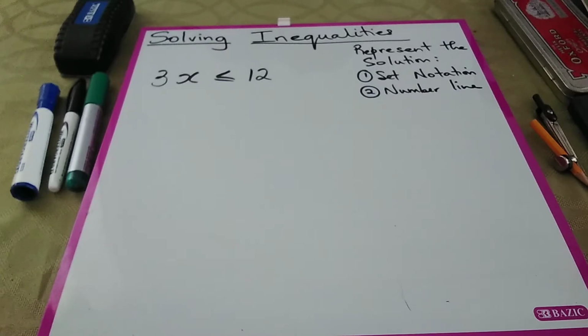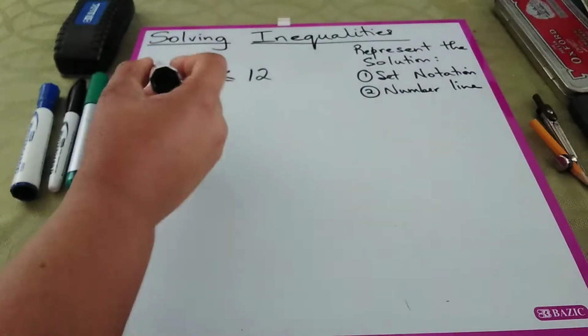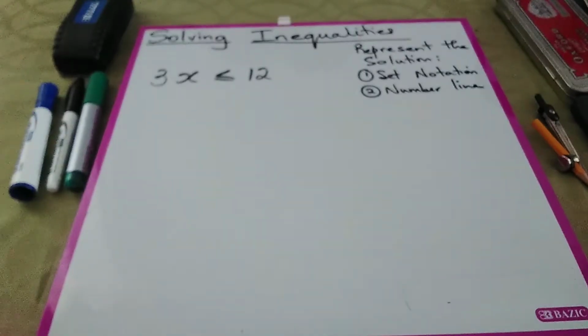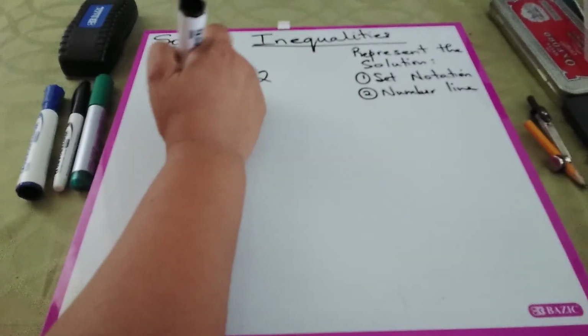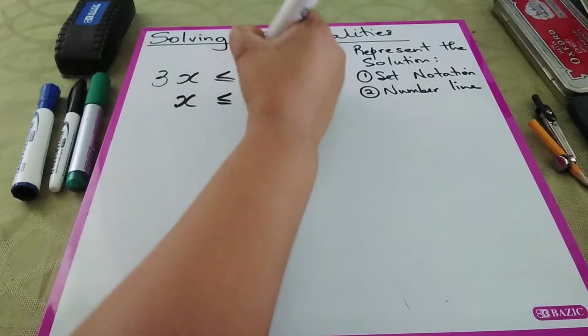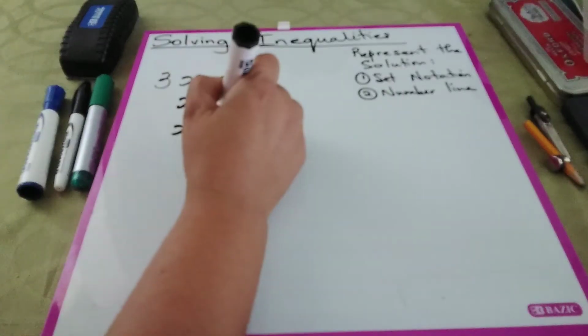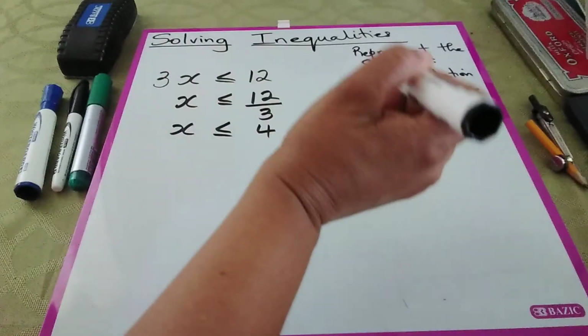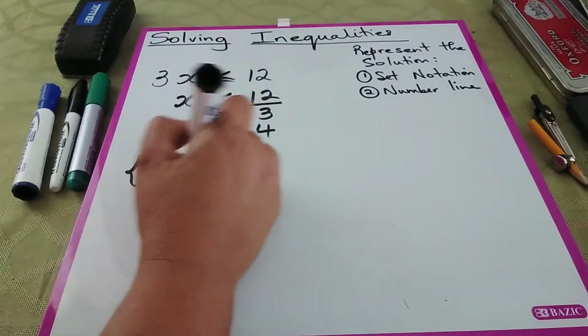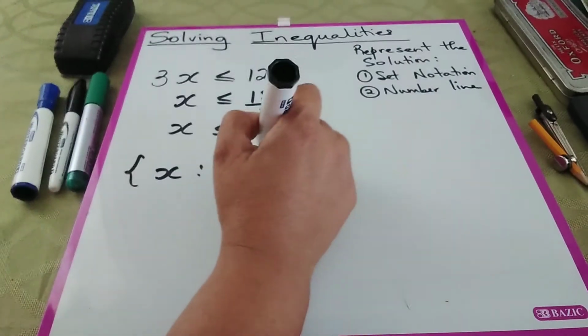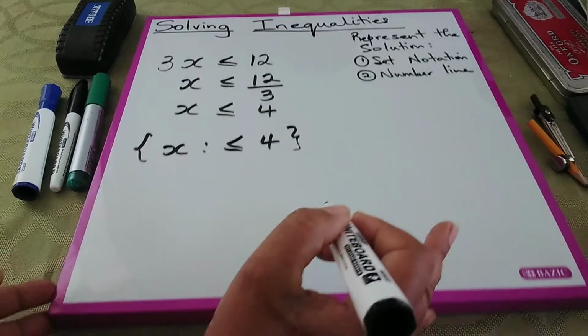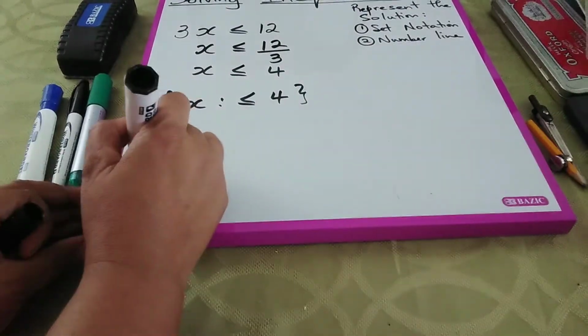Now we have 3x less than or equal to 12. So the operation taking place is multiplication. So we do the opposite operation. So the opposite of multiplication is division. So we see x less than or equal to, write back the 12 first, and we're going to divide by 3. So that's equal to 4. Set notation is x is such that x is less than or equal to 4. So what are the values that are less than or equal to 4?